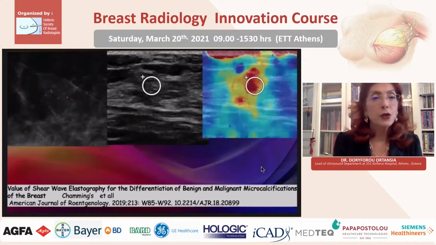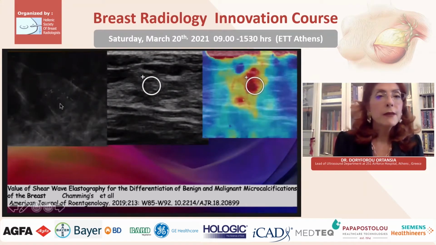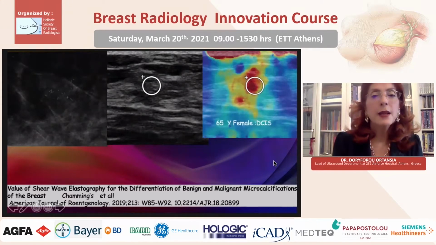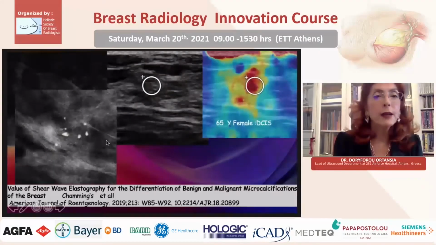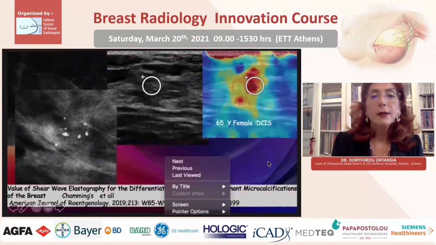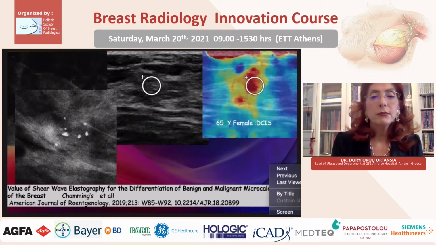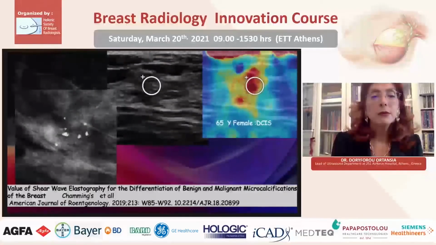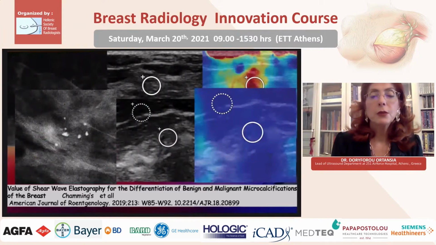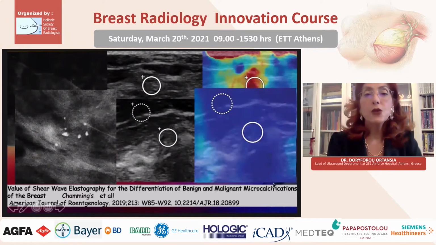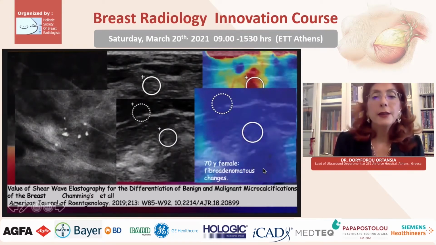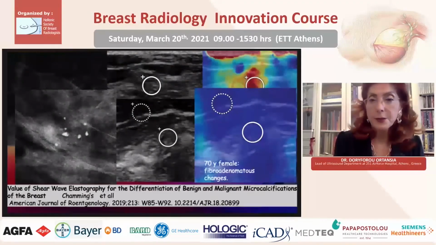by the patient. So in this Chamming's paper, we see this pleomorphic calcification. There is stromal stiffness, and it's a DCIS, compared to these chunky calcifications, where the shear wave values are of a soft lesion, and it's just benign changes.